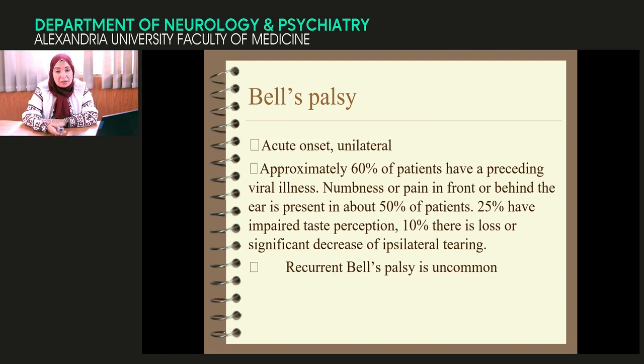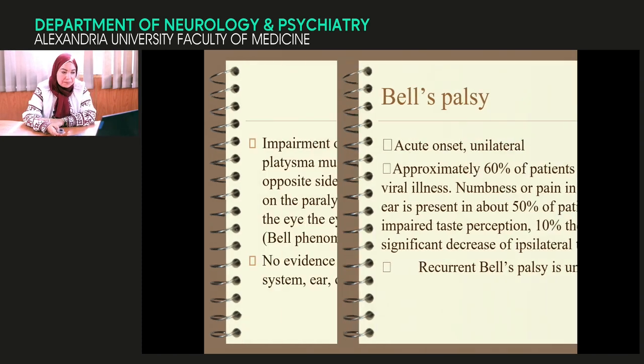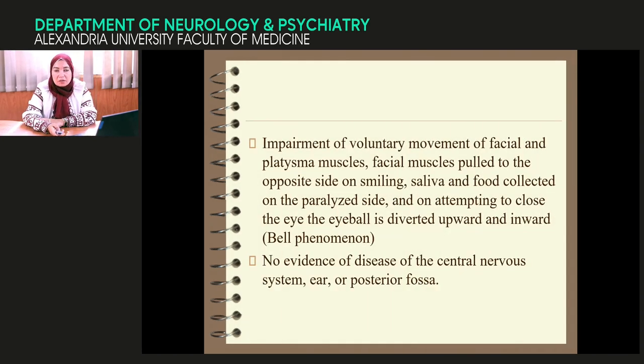Recurrent Bell's palsy is uncommon. It can recur, but it is uncommon. There is impairment of voluntary movement of the facial nerve and the platysma muscle. As we said, the platysma in the neck, as during shaving, as we said in boys. This will be affected. It will affect all the muscles, and it will be of lower motor neuron type. And there is no evidence of disease of the central nervous system, ear, or posterior fossa, to exclude localization.